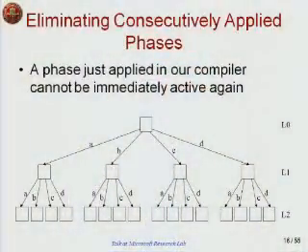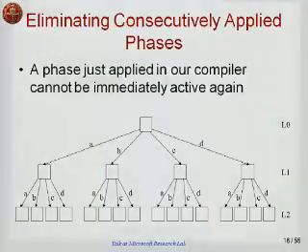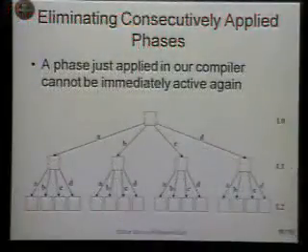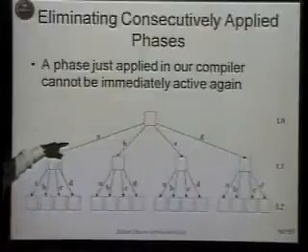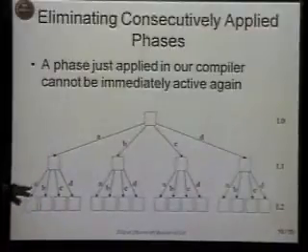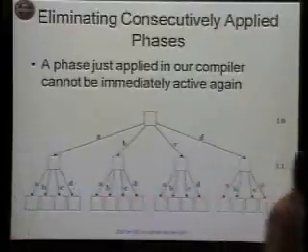The first technique to prune this space is eliminating consecutively applied phases. This is really trivial, and is a characteristic of our compiler that each optimization phase can only be active once consecutively. If you have applied an optimization phase, it disables itself. It cannot be applied again immediately. For example, if you have applied phase A here, then if you again try to apply A here, it would be dormant. It won't be able to do anything because it has already finished everything the first time. So this allows us to not even attempt some phases at the next level.